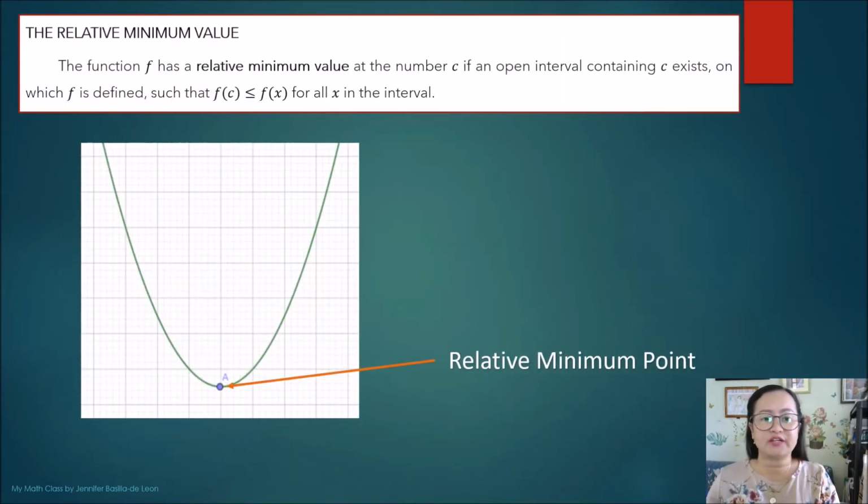The function f has a relative minimum value at the number c if an open interval containing c exists on which f is defined, such that f of c is less than or equal to f of x for all x's in the interval. So for example, this is the open interval. We can say that at point A, we can find the relative minimum value of the function, and this point is the relative minimum point of the graph.